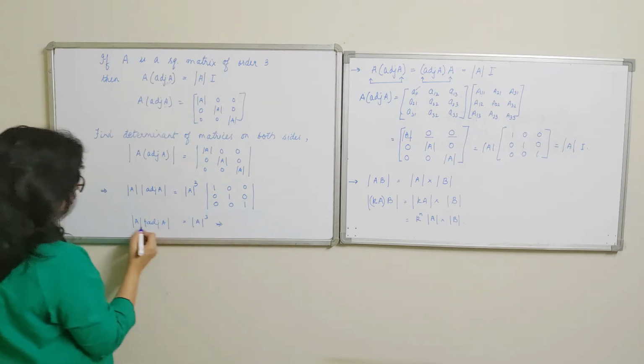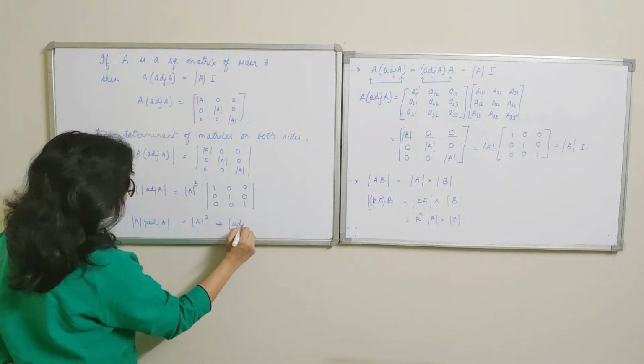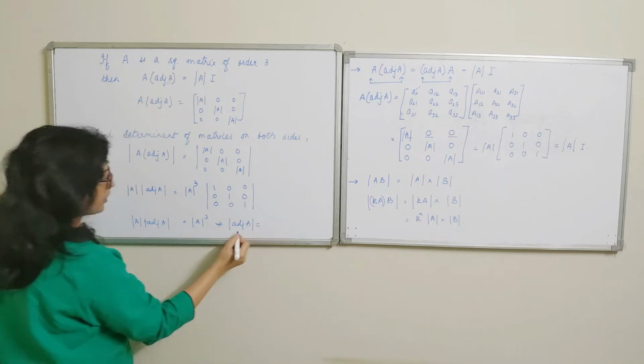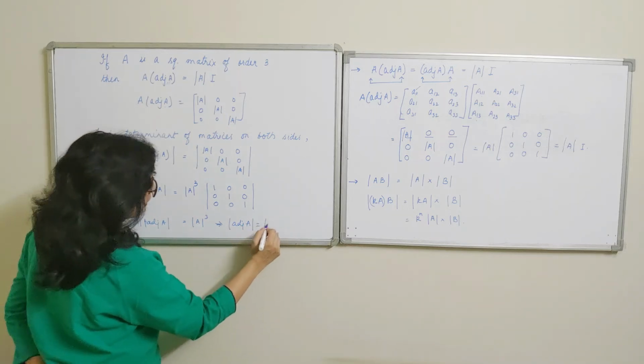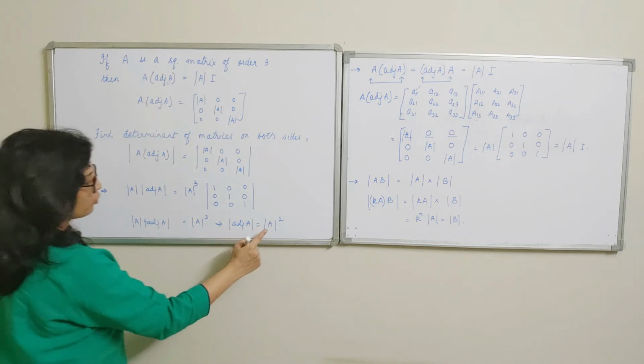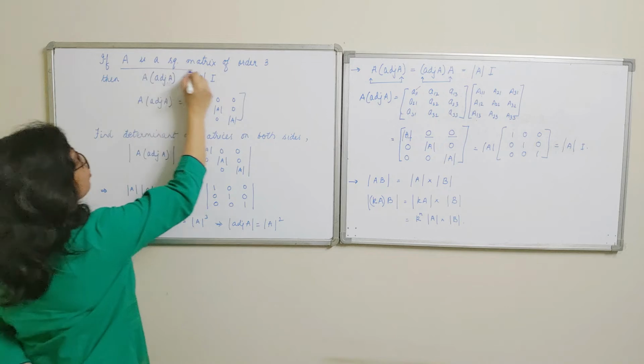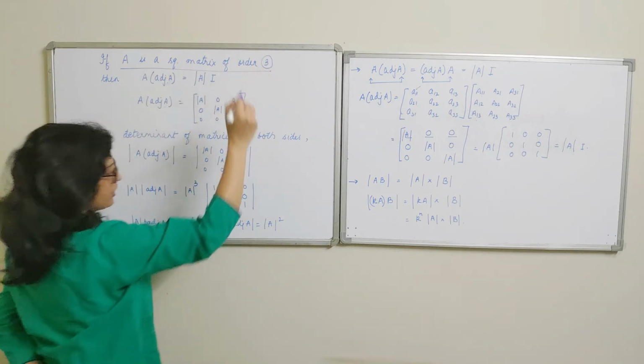Because determinant A is not 0, we can write that determinant of the adjoint matrix is equal to square of determinant of A. When do we get this result? When the order of the square matrix is 3.